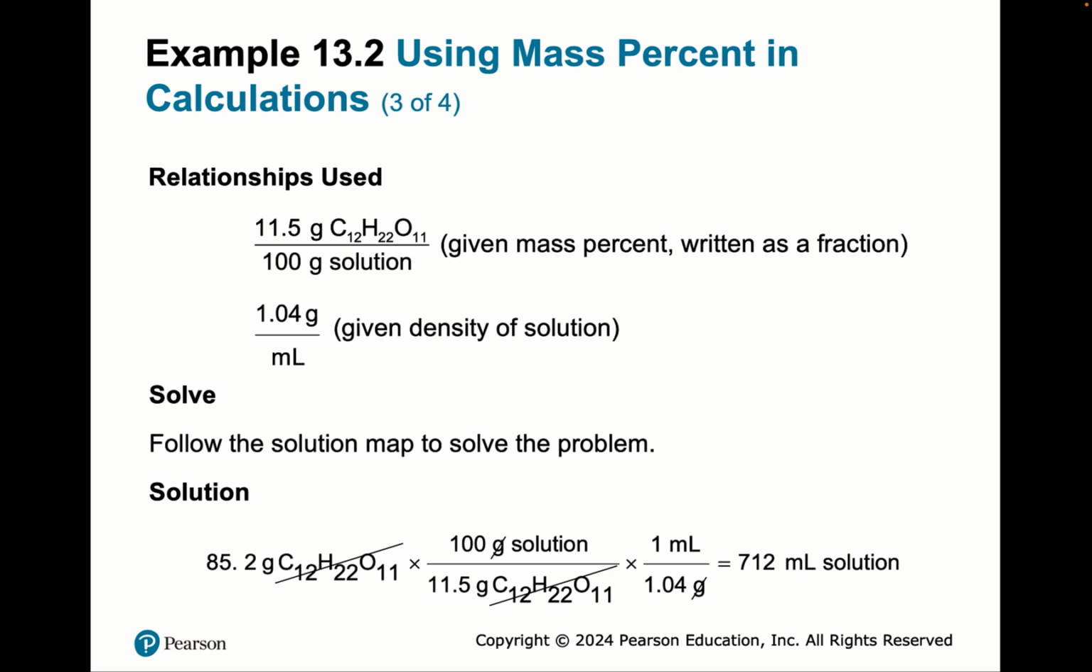So starting out with 85.2 grams of sucrose, we have to divide by the mass percent to get the units to work out. You can see specifically to cancel out the grams of sucrose. And sucrose is the C12H22O11. And then to get to volume, divide by the density again to get the units right. And then we get 712 milliliters of solution. So that's still quite a bit of soda, but 85 grams for that, I mean, that's about two sizable, medium-sized cups of soda. So it's a crazy amount of sugar.